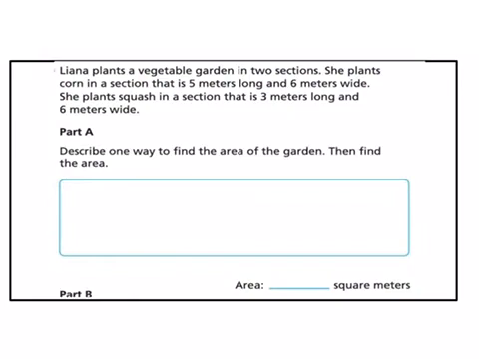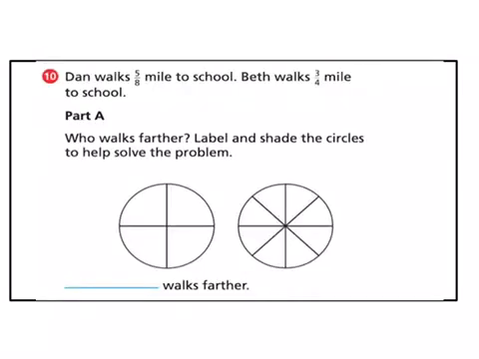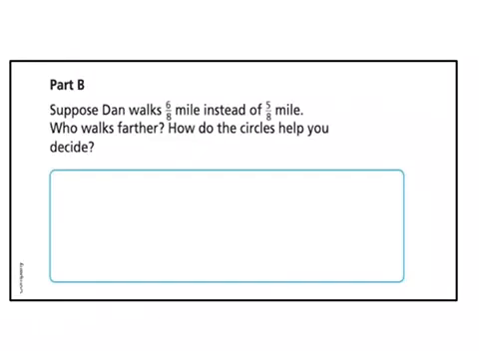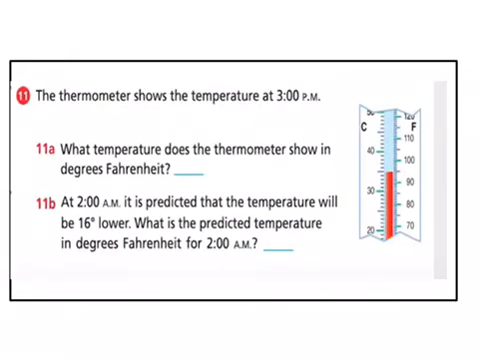Lana plants a vegetable garden in 2 sections. She plants corn in a section that is 5 meters long and 6 meters wide. She plants squash in a section that is 3 meters long and 6 meters wide. Why do I feel like I did this? Okay, this one's in here twice by mistake. We don't need to do that one, but we do need to do this one.